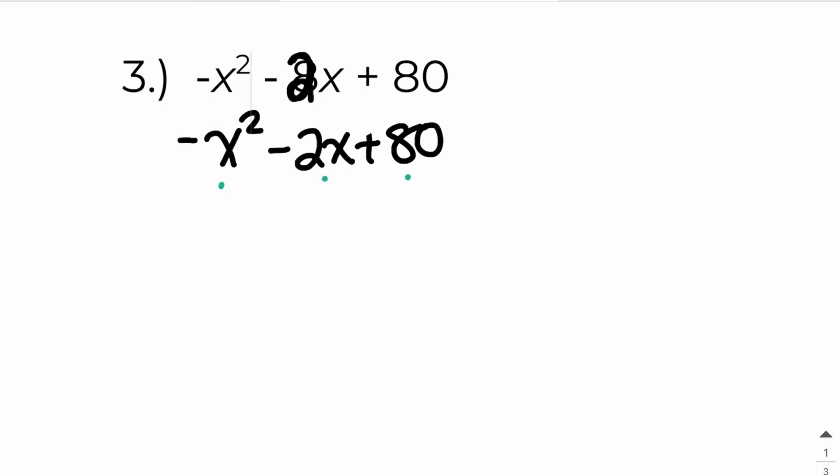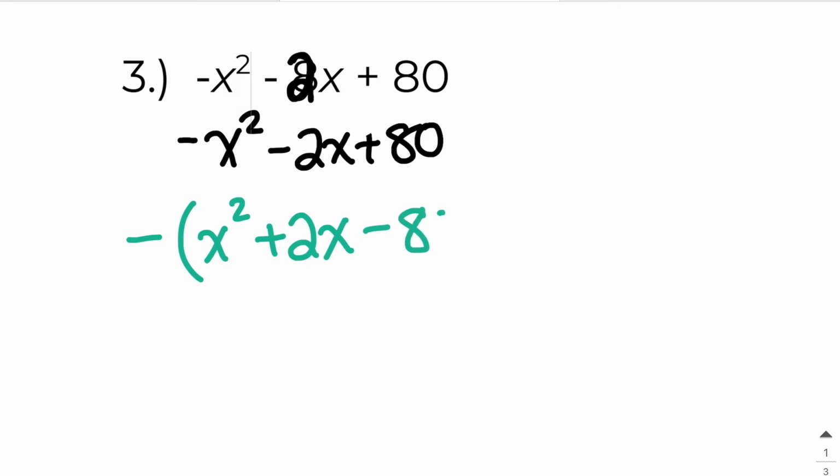And although there's nothing in common with these 3 terms, we just don't like this negative right here. So we're going to factor that negative out. So we could say negative 1, or we could just say negative. It's the exact same idea. Now, when I factor it out of negative x squared, it becomes a positive x squared. When I factor it out of negative 2x, it becomes a positive 2x. And when I factor it out of 80, it becomes a negative 80. And just a reminder, if I were to distribute this negative through, this right here is what I would have gotten.